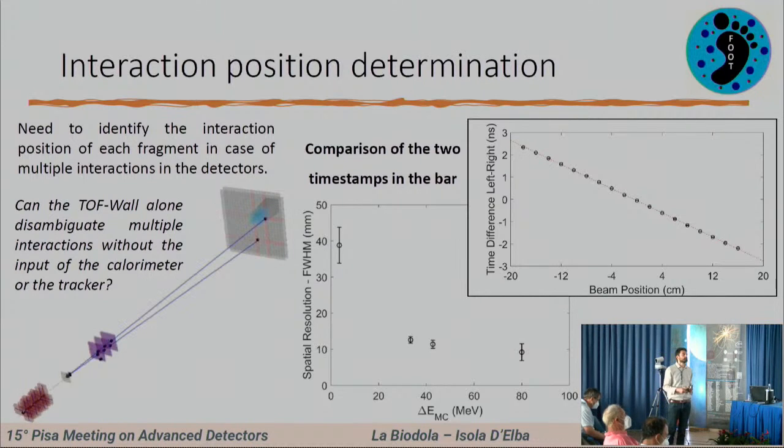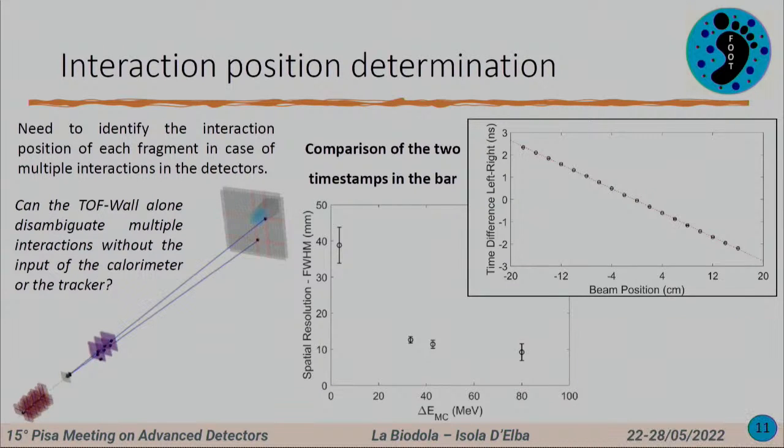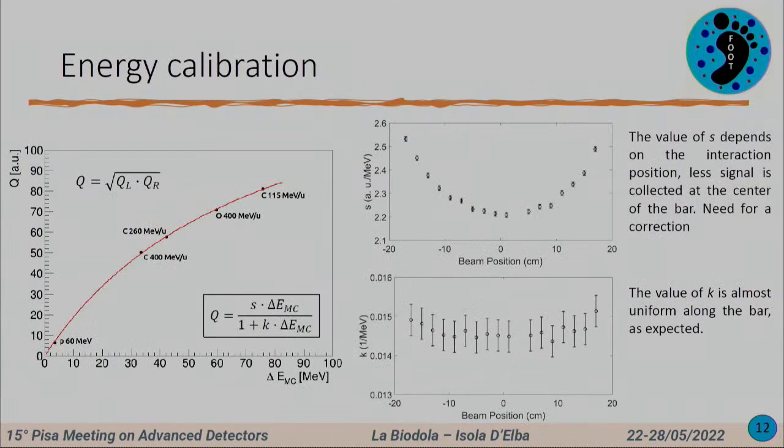And so we obtain also the spatial resolution on the bar as a function of the energy released on the bar. The energy released has been evaluated using a Monte Carlo simulation. And so we have 4 centimeters spatial resolution for proton and close to 1 centimeter spatial resolution for carbon ions. And the contribution of the full width at half maximum of the beam has already been subtracted in this plot.